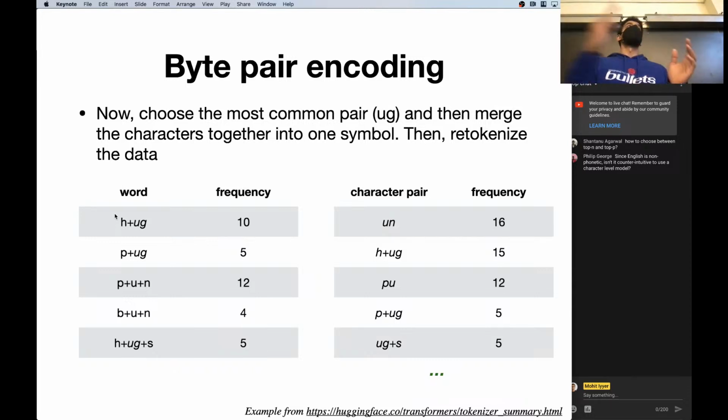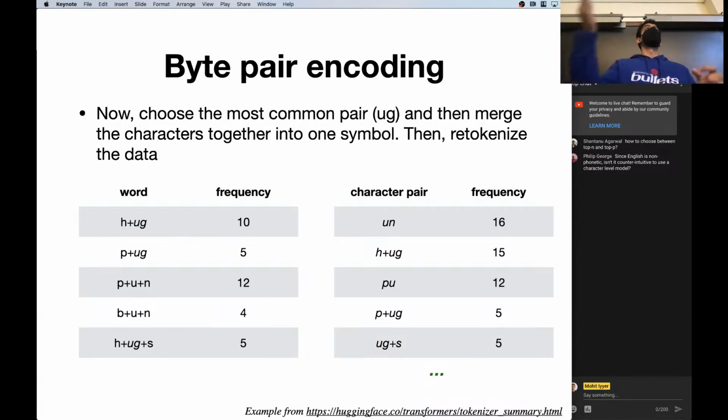And now I'm going to count up all the character pairs again. Now, this time, note that my vocabulary is not all characters. It now includes the subwords. So you can see that H plus UG is now considered a pair of items in my vocabulary. But the next most frequent one is UN, which occurs 16 times, right? It occurs in PUN 12 times and BUN 4 times. H plus UG occurs, of course, in hug and in hugs, so it occurs 15 times. Anyway, I'll choose UN. I'll create a new symbol for UN, put it into my vocabulary, and resegment the training data set.